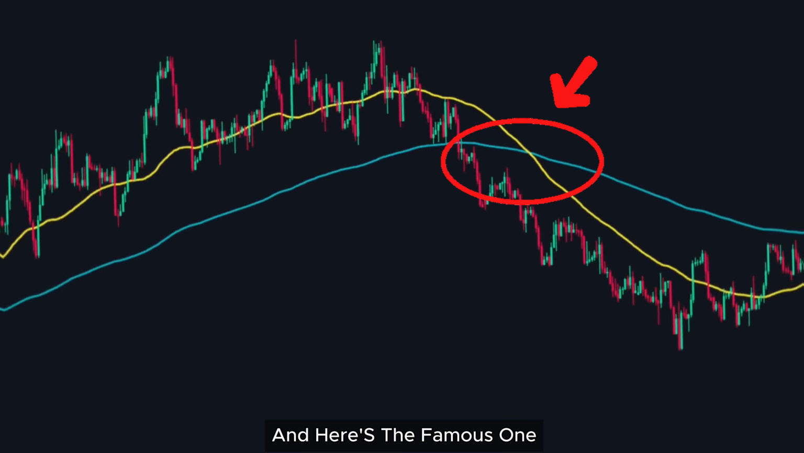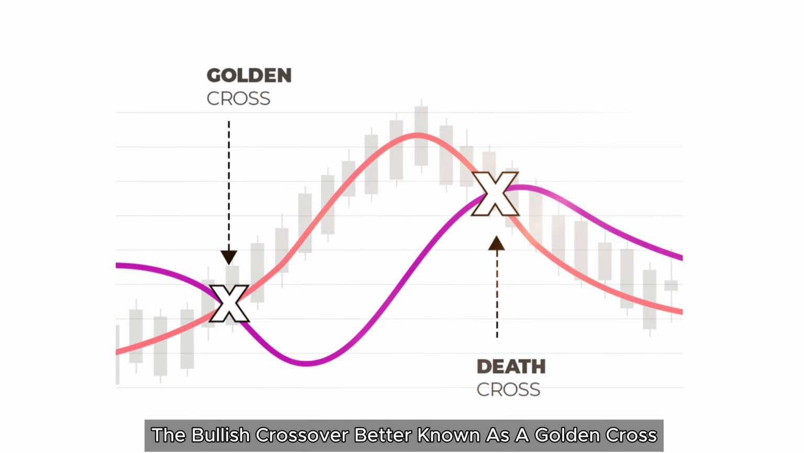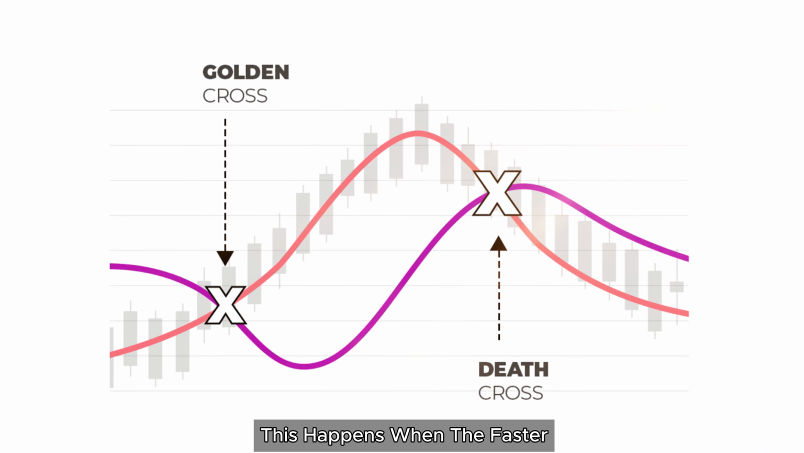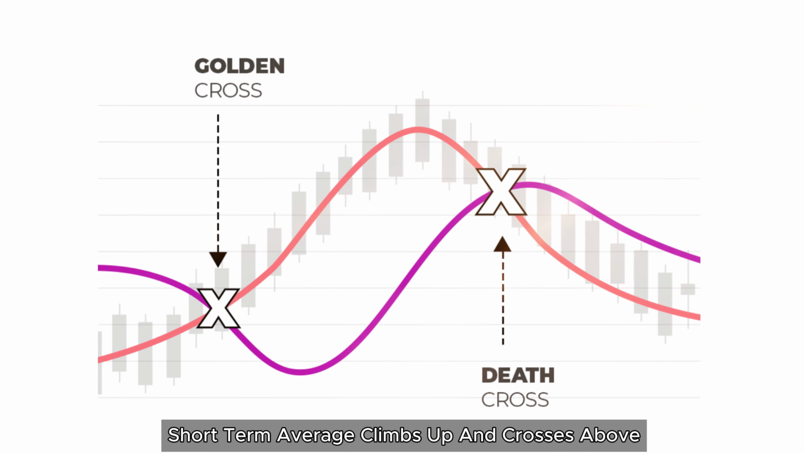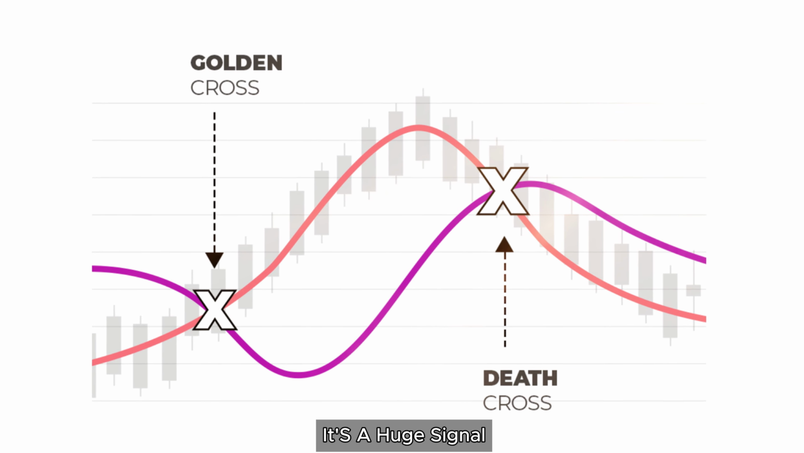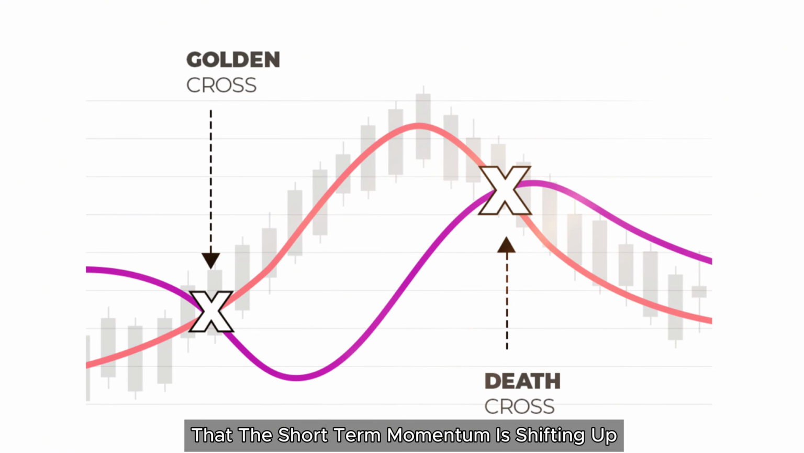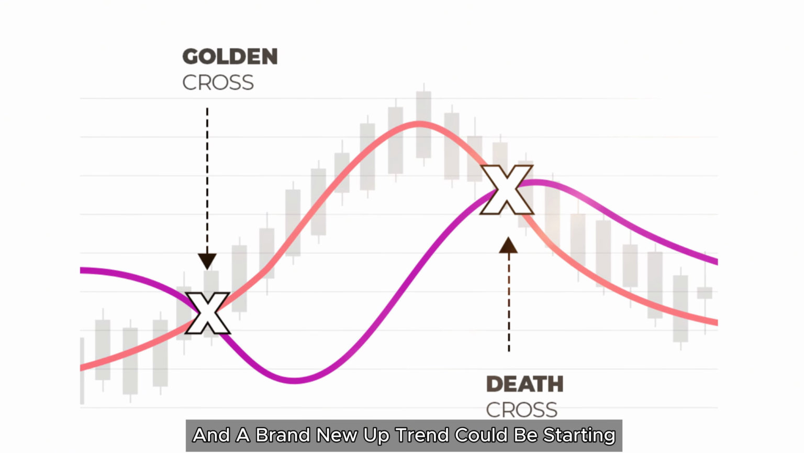And here's the famous one, the bullish crossover, better known as a golden cross. This happens when the faster short-term average climbs up and crosses above the slower long-term average. It's a huge signal that the short-term momentum is shifting up and a brand new uptrend could be starting.